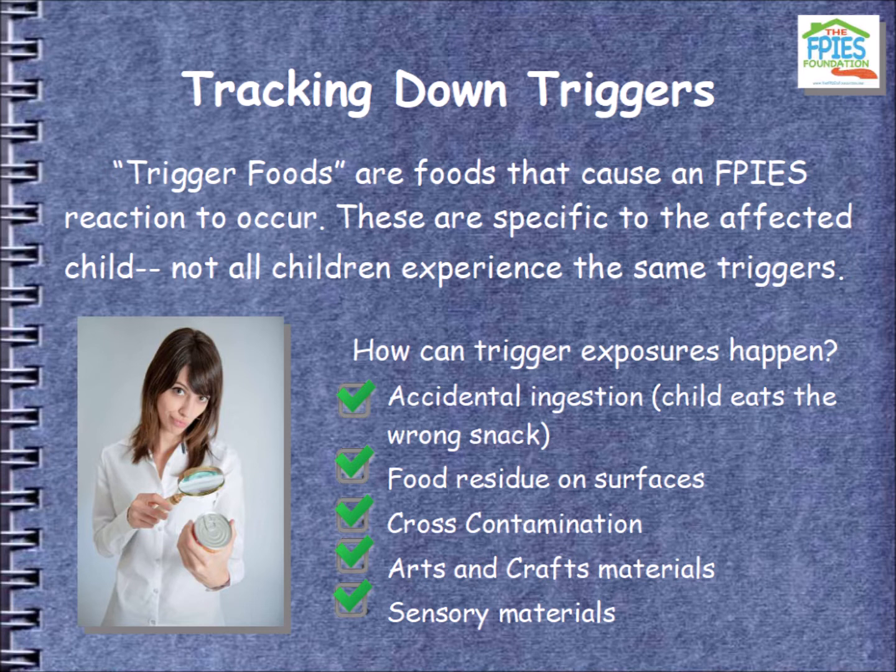But trigger exposures can also happen in other ways. They can happen through food residue that's on surfaces. They can happen due to cross-contamination. There can be exposures from arts and crafts materials. An example of this would be, if you have a child in your classroom who is FPIES to wheat and they're at the table playing with Play-Doh, they may put their hand in their mouth, as we know many young children do, and then that can become an ingestion exposure just from that trace amount of wheat that might be on their hands from the Play-Doh. So that's something to really look out for as well.